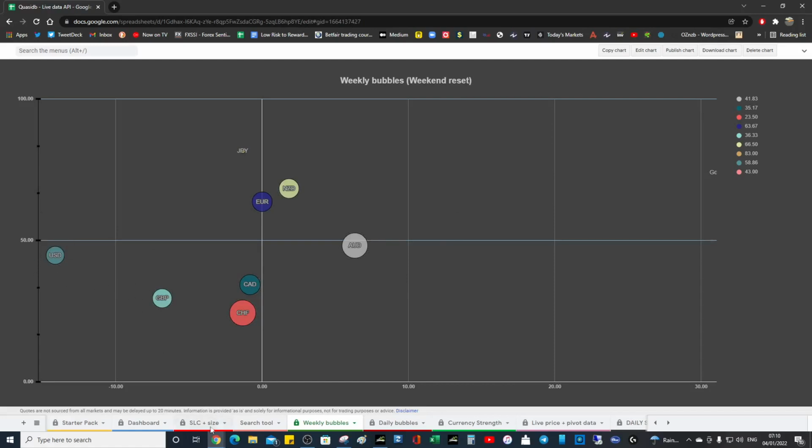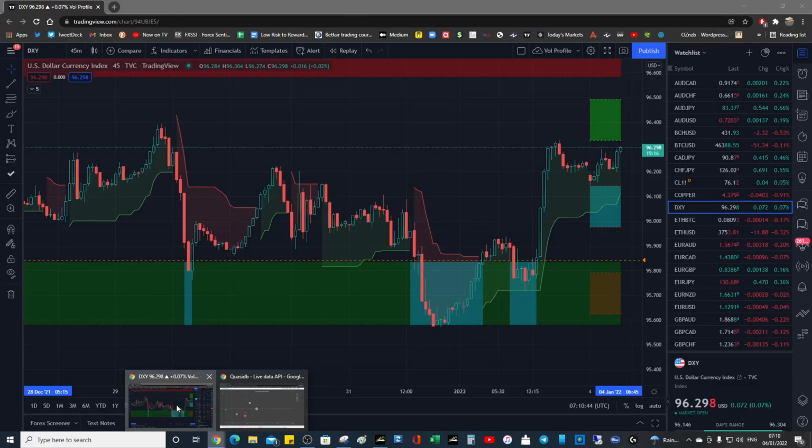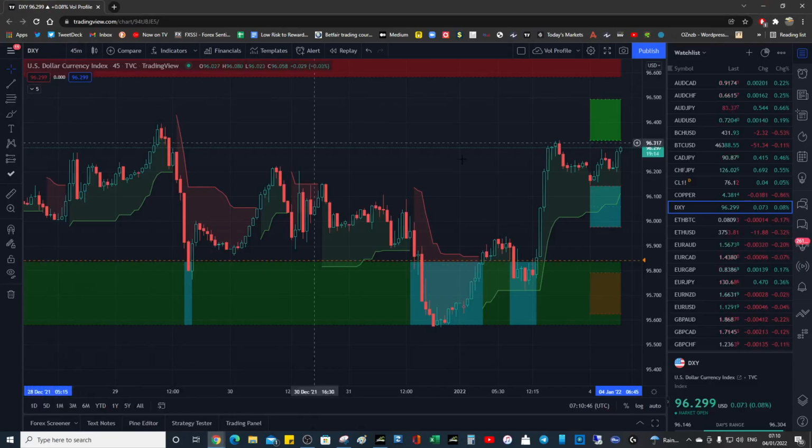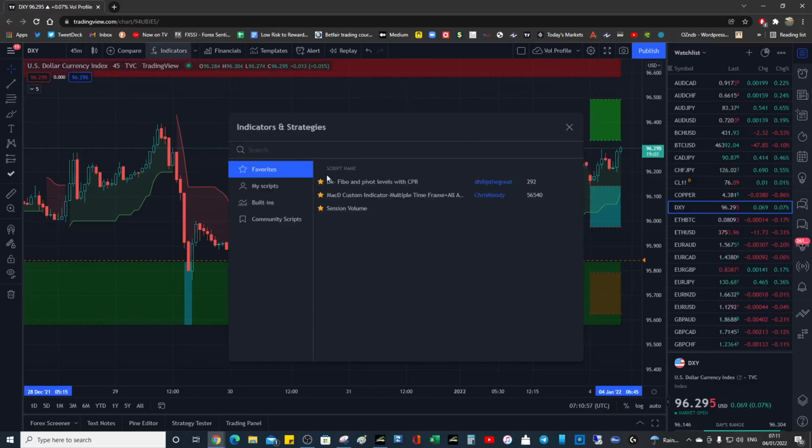I want to show you an indicator on TradingView. It's the CPR pivots, and I've been using these a lot. What I do is set alerts when we hit support and when we hit resistance. So the indicator is called this. You can take a screenshot of this, but it's basically Fibo and pivot levels with CPR. Philip the Great is the coder.